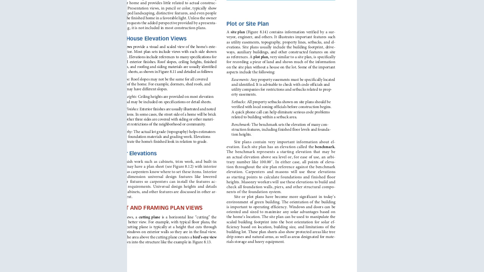So a site plan contains information verified by a surveyor, engineer, and others. So it illustrates important features such as utility easements, topography, property lines, setbacks, and elevations. So site plans usually include the building footprint, the driveways, auxiliary buildings, and other constructed features on site as reference. So a plot plan, a plot.